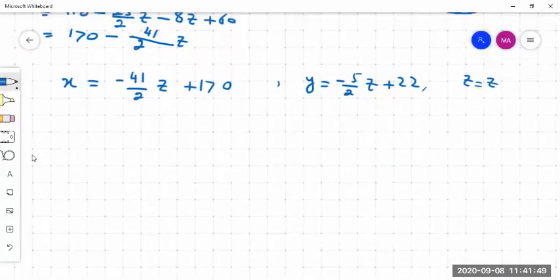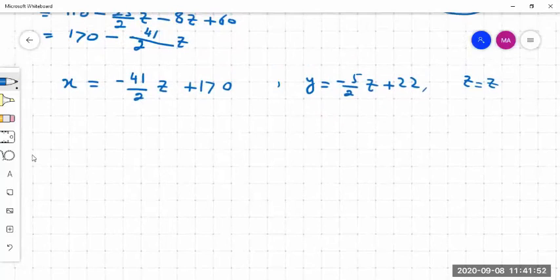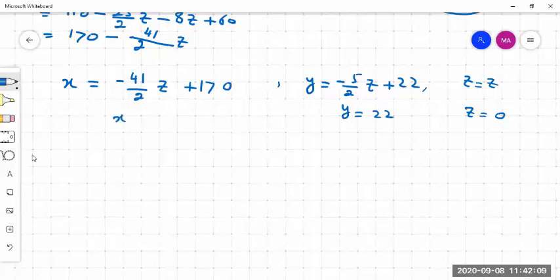To do that, we have to figure out x, y, and z. So let's say z is equal to 0. When z is 0, we would get y as 22, right? This would be a positive integer. And then x would be, since when z is 0 this part is 0, 170. So this is one solution. All three of them are non-negative integers.